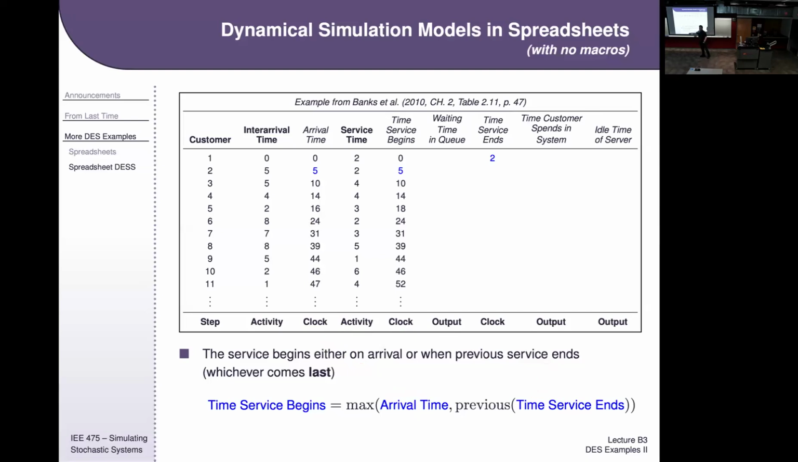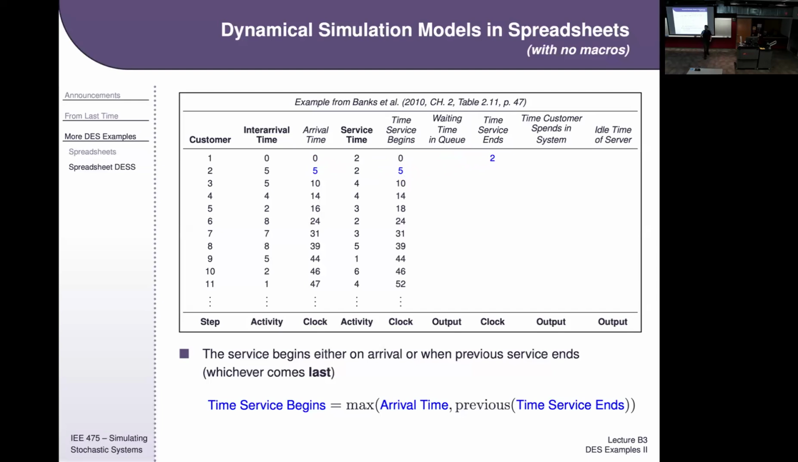We can code that up in Excel, which has a maximum function that looks very similar to this. And we can code that up right here. So we can say the service begins as a maximum of this cell and this cell. And so I see that the previous customer ended at 2, I arrived at 5. So in this case, my service will begin at 5. And so then I theoretically can fill this down.